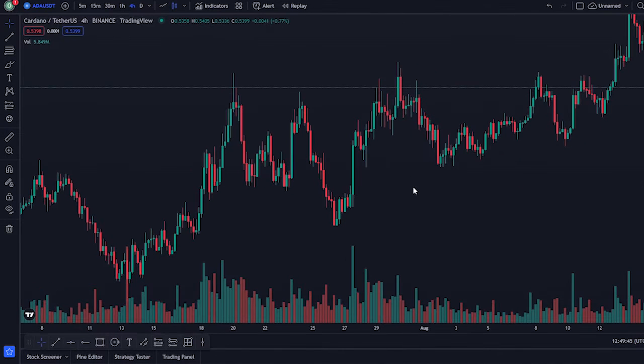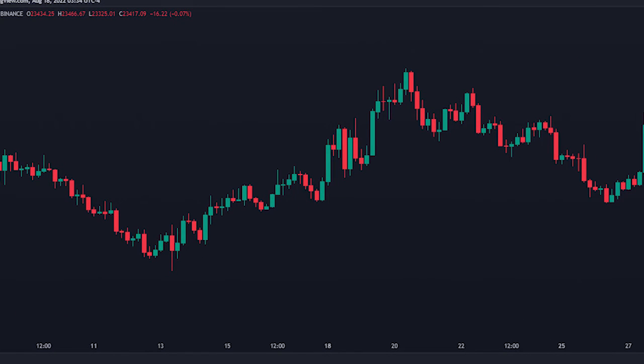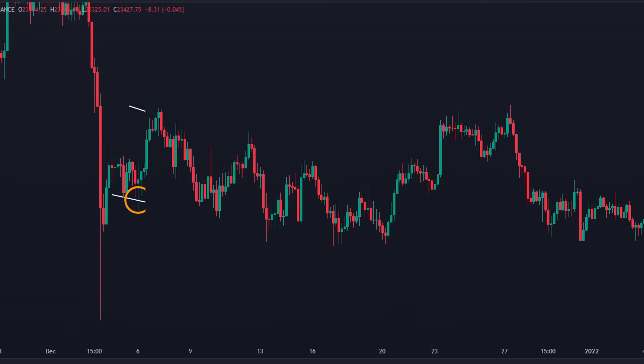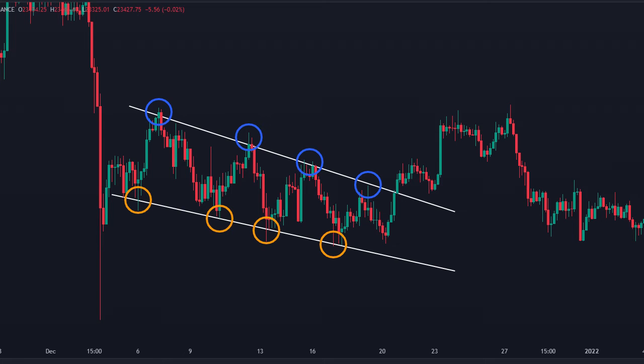And now it's time to talk about support and resistance in the uptrend and downtrend market. In the uptrend market, if we connect the highs and lows, two diagonal lines are drawn, which are support and resistance and have moved upwards. Now, if we connect the highs and lows in the downtrend market, two diagonal lines will be created, which are support and resistance, and they have gone down.